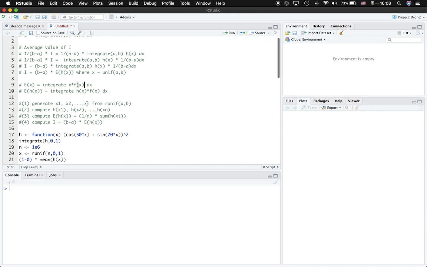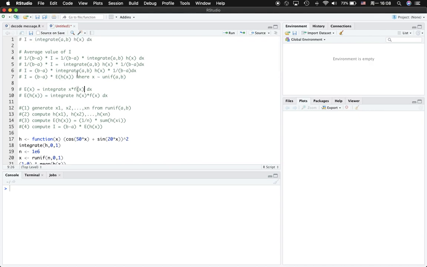Okay, so feel free to pause the video and see if you can understand, or also derive by hand to see if you understand the logic here. So in terms of Monte Carlo integration, the algorithm is like this.